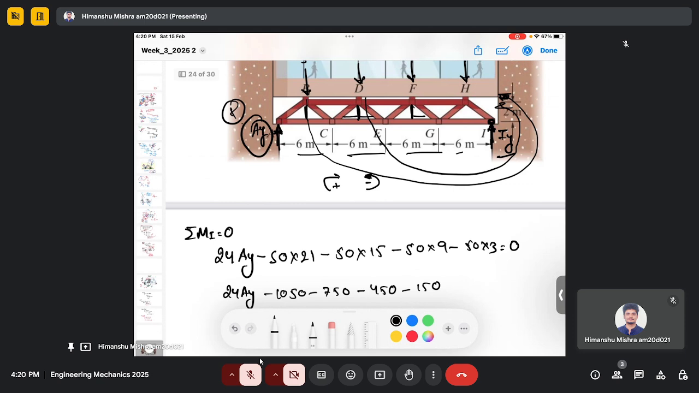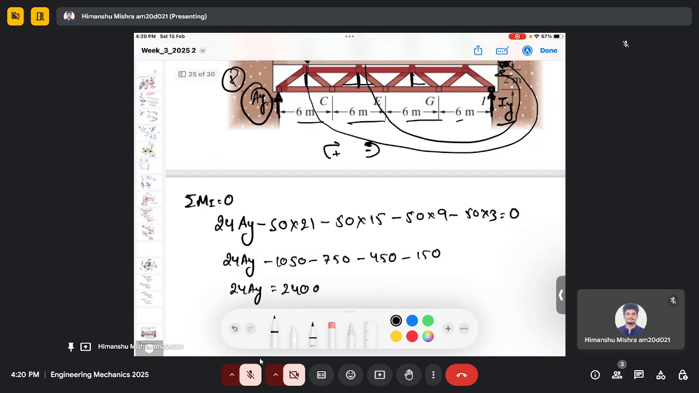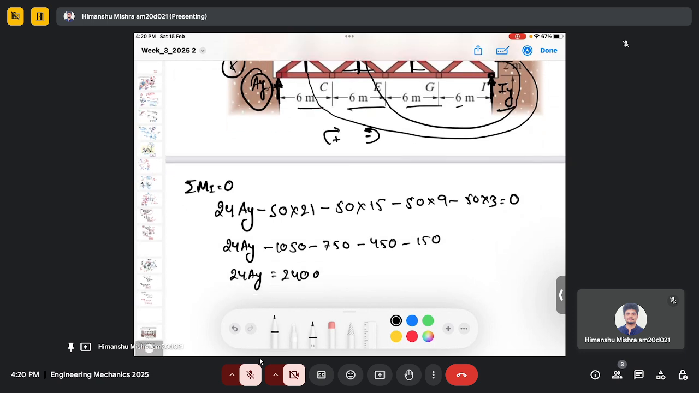So I've been finding the reaction. I fix point I and I'm taking the moment along point I, and I'm trying to find the reaction force AY. So this will come out to be 100.